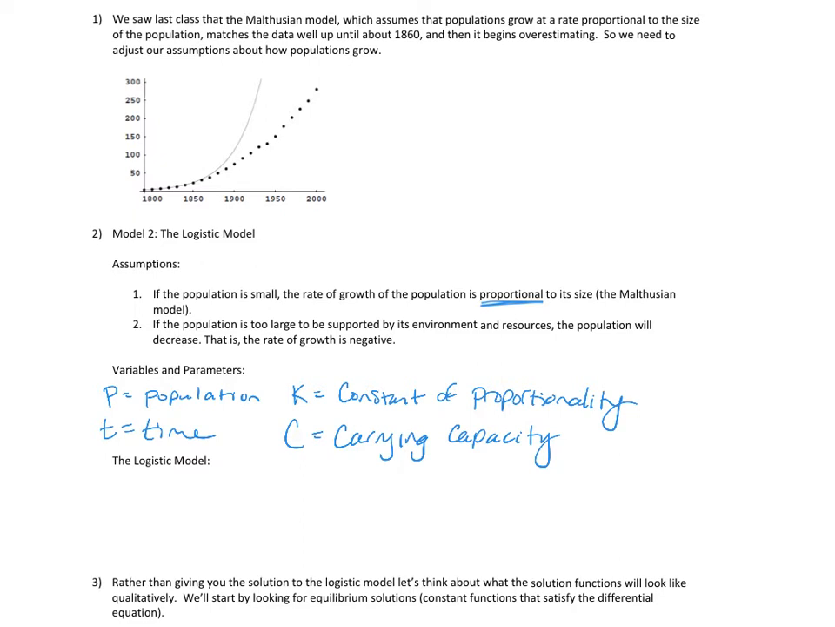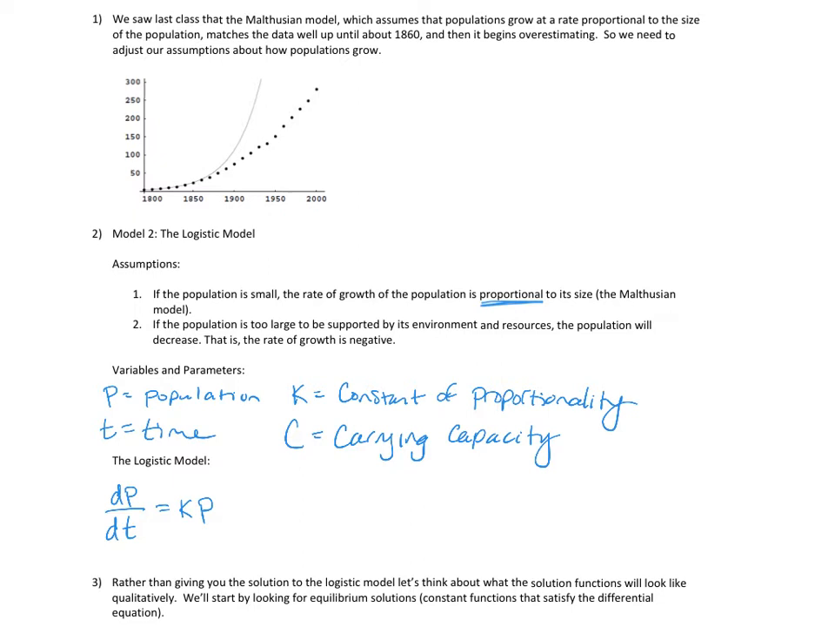So let's remember the logistic model starts out just like the Malthusian model. It says that the rate of growth of the population, which we denote with a derivative, dP/dt, is proportional to the population's size, so equals K times P. So that is assumption 1. And then assumption 2 is that if the population is too large, its rate of growth would have to be negative. So right now, the rate of growth is positive, right? The larger the population, the faster the growth. So right now we have a positive growth rate.